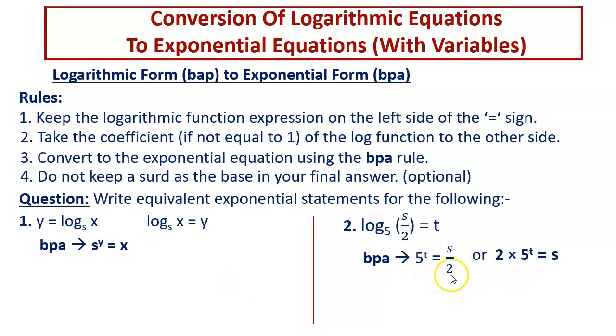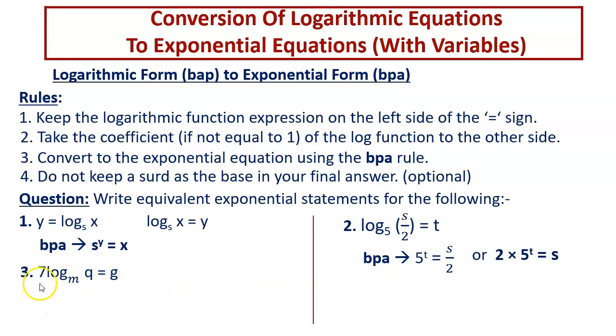We can keep it this way, but in case you don't want to keep your final answer in the form of a fraction, you can multiply the entire equation by 2 and you get 2 times 5 raised to the power of t equal to s. You can write this as well. This looks better, of course. Okay. Question number 3.